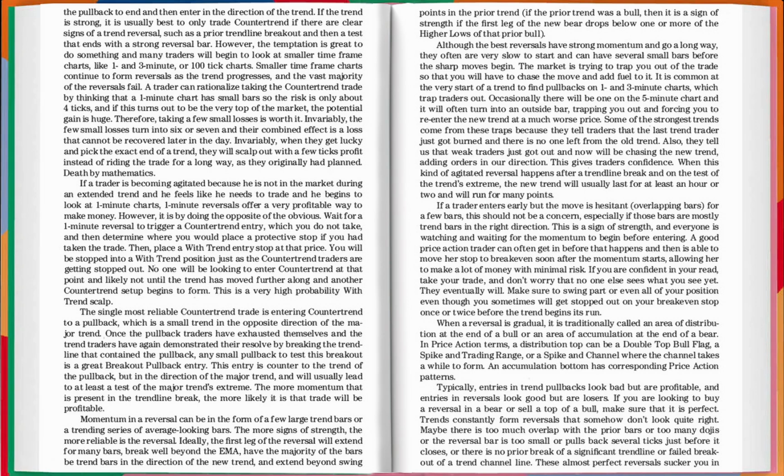When a reversal is gradual, it is traditionally called an area of distribution at the end of a bull or an area of accumulation at the end of a bear. In price action terms, a distribution top can be a double top bull flag, a spike in trading range, or a spike in channel where the channel takes a while to form. An accumulation bottom has corresponding price action patterns. Typically, entries in trend pullbacks look bad but are profitable, and entries in reversals look good but are losers.